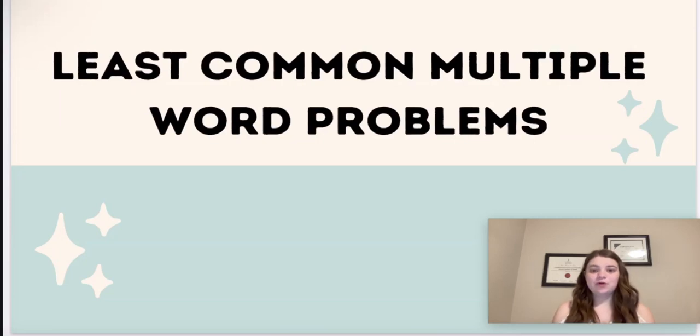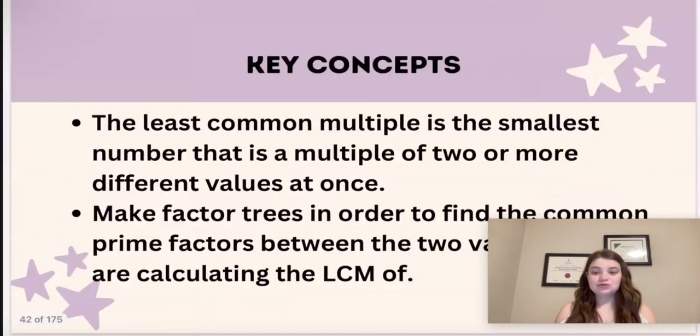Today we're going to be going over some least common multiple word problems. So to review, the least common multiple is the smallest number that is a multiple of two or more different values at once, and we can make factor trees in order to find the common prime factors between the two values, and that's going to be helping us to calculate the least common multiple.